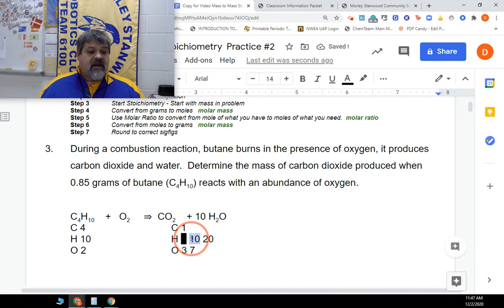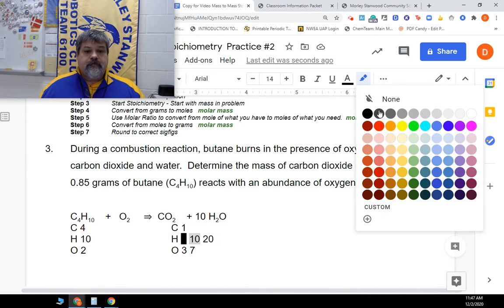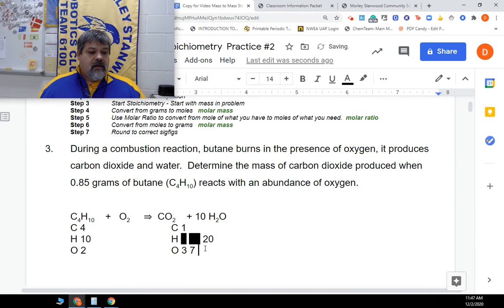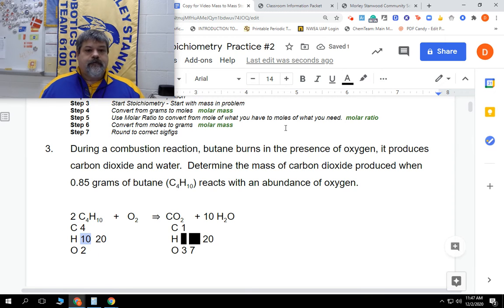Okay, and I can get rid of this. Okay, but I got to come over here and get it. So I'm going to put a 2 right here. So 2 times 10 is 20. And I can get rid of this one. Okay, so now I have that, but I've changed my carbon on this side.